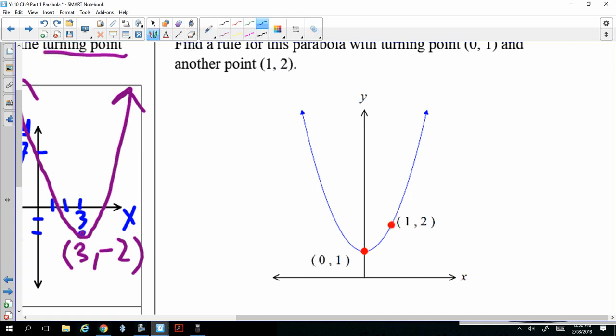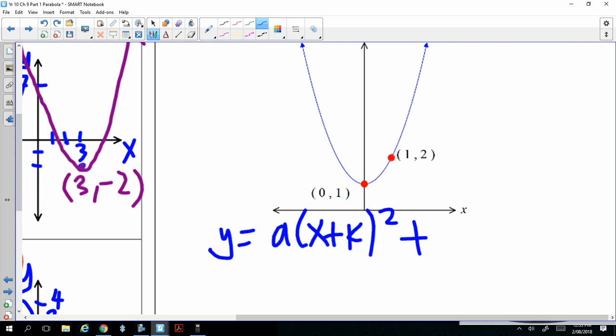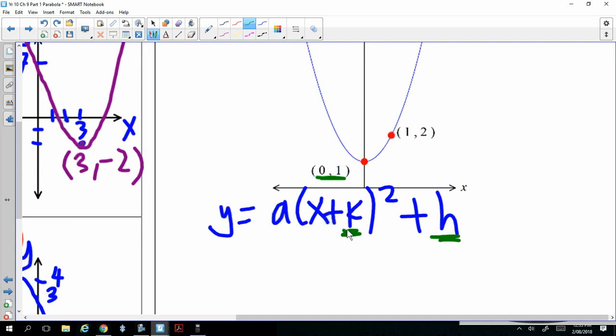Now from the vertex, I could see that the k and h values can be figured out. So therefore k must be 0, isn't it? Because you didn't shift right or left, and the h is 1 because you shift up 1 unit, right? So now that means the equation becomes y equals a x squared plus 1, okay?